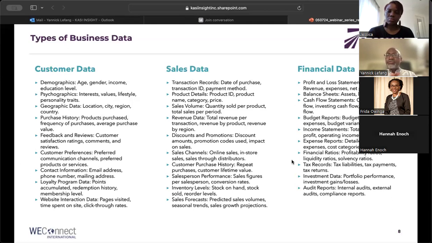So all of these data points are very connected. You should be able to go from your financial data to understand your sales data, to even understand your market and your consumer data, one way or the other, right? So you should be going back and forth between these three different types of data.